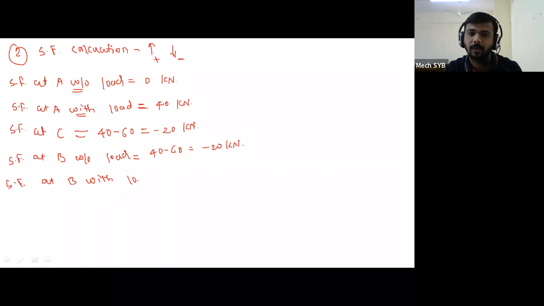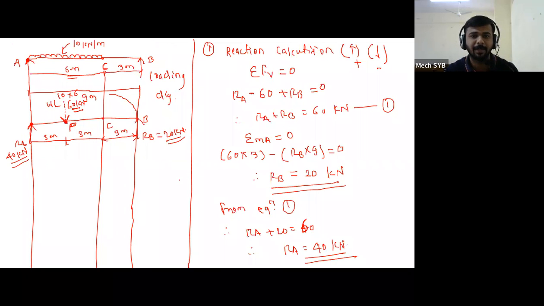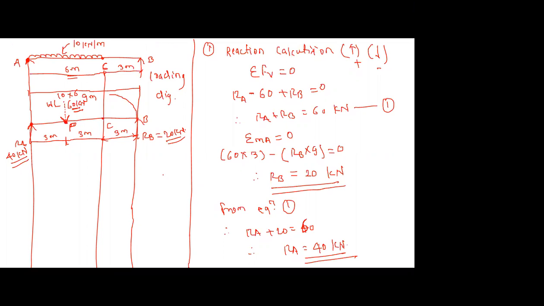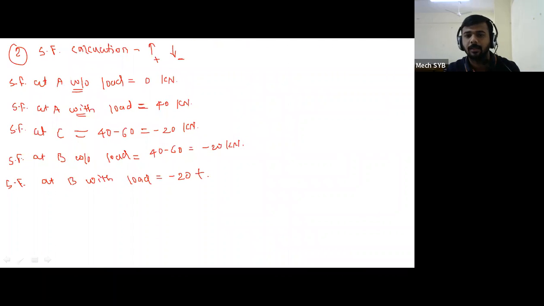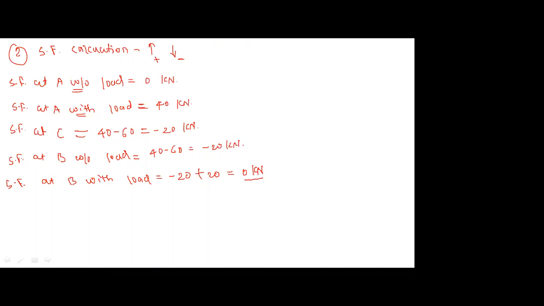And SF at B with load. आता विथ लोड कन्सिडर करून काय ते सांगा. हे minus 20 तर आहेच. विथ लोड म्हणजे काय करावं लागेल? RB चा पण आपल्याला फोर्स कन्सिडर करावा लागेल. What is the value of RB? 20. It is moving in which direction? Upward. We have to take it plus 20. What is the value? 0.